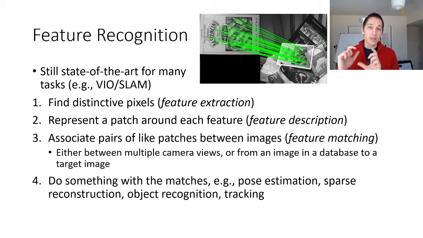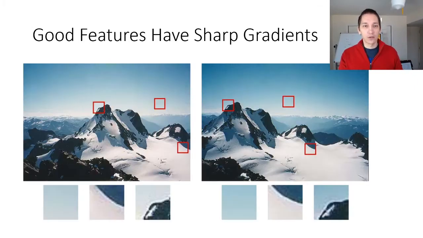We'll then look only at patches around each of those features to describe the features in some way, and then we'll try to find matches in your target image. And then again, we'll do something with those matches. So how do we do this? The key thing here is the feature extraction component.